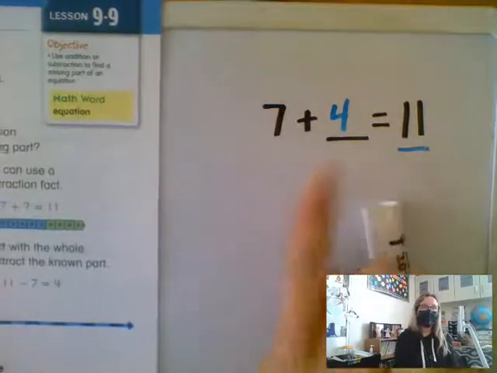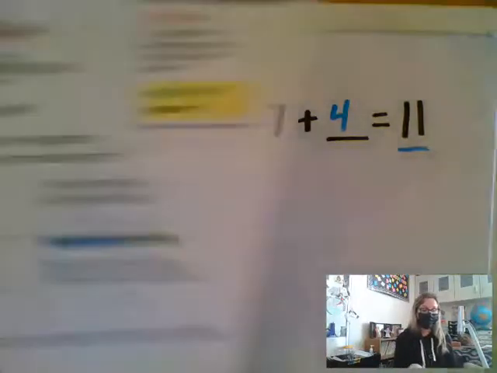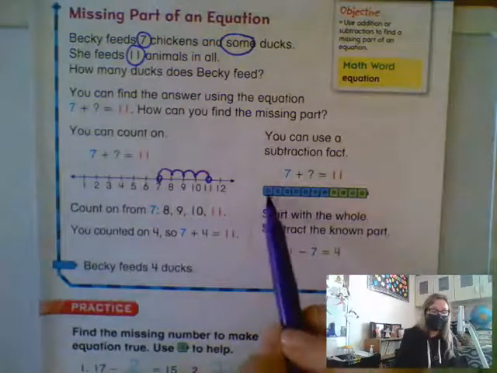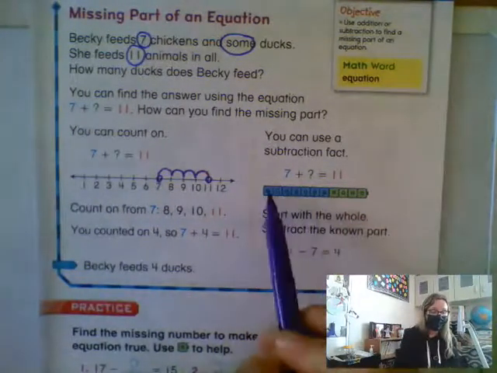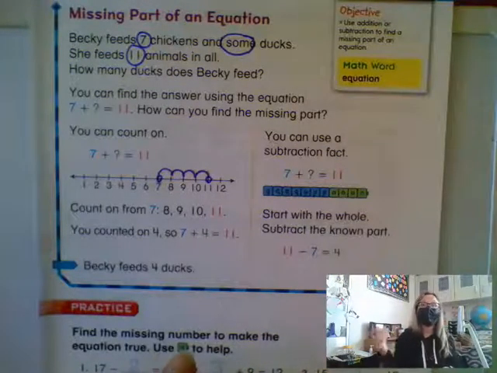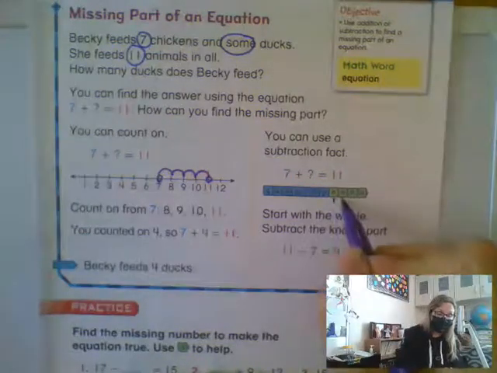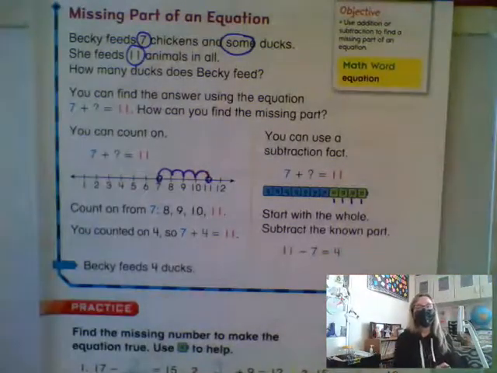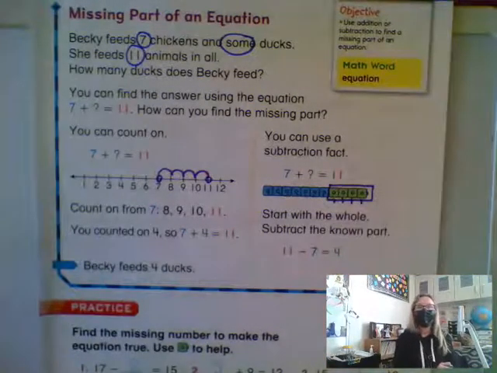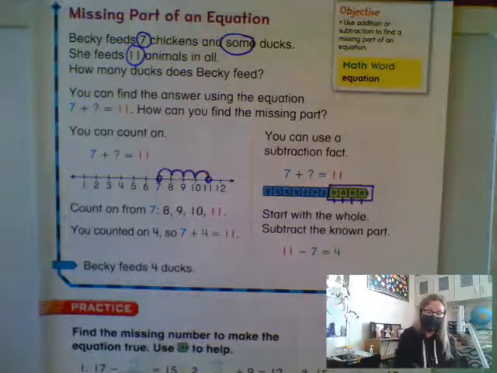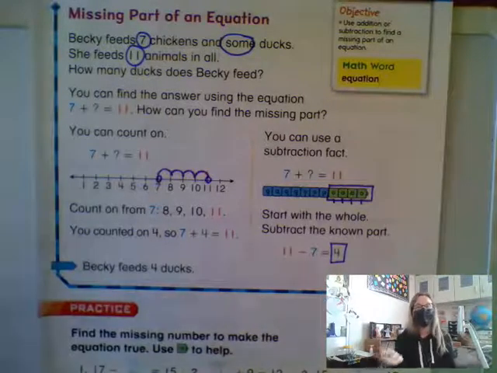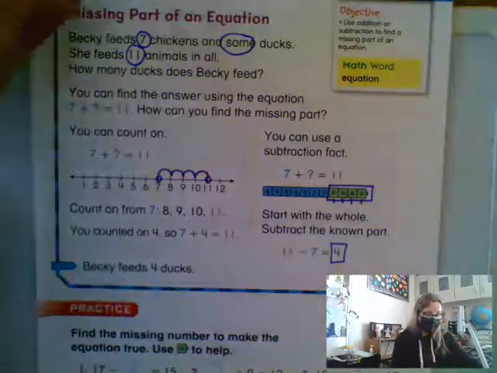Another way that we could solve this problem is to use cubes. They started with 1, 2, 3, 4, 5, 6, 7 cubes to represent the 7 chickens. And then they kept adding cubes until they got to 11. 8, 9, 10, 11. Then they asked themselves, how many cubes did we add to get to 11? And the answer was 4. So the missing addend is 4. And now we know that there were 4 ducks. Okay? So we're going to do some problems like that today.